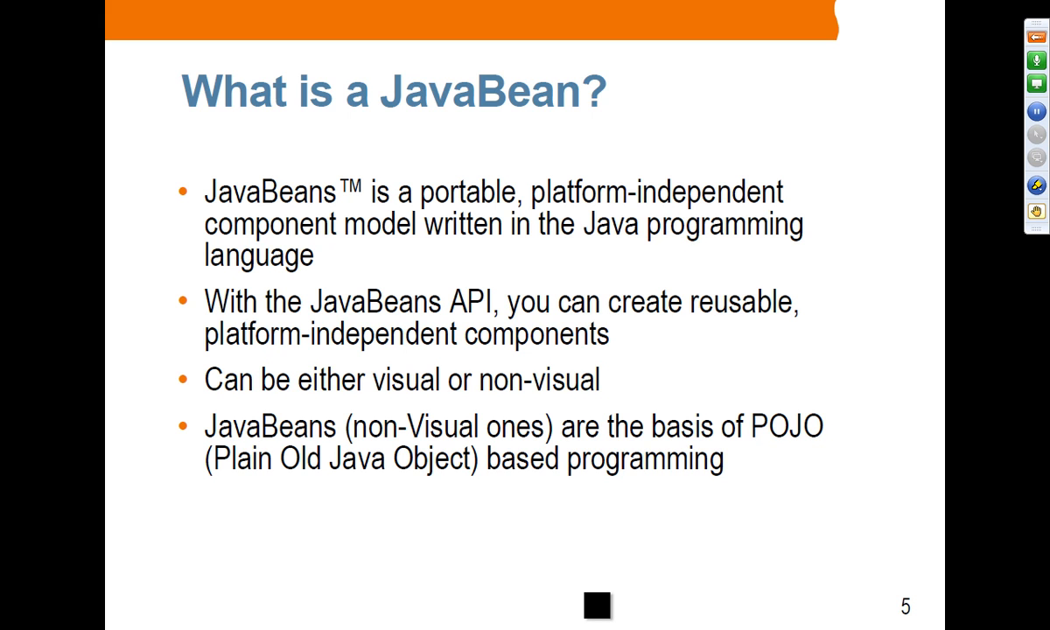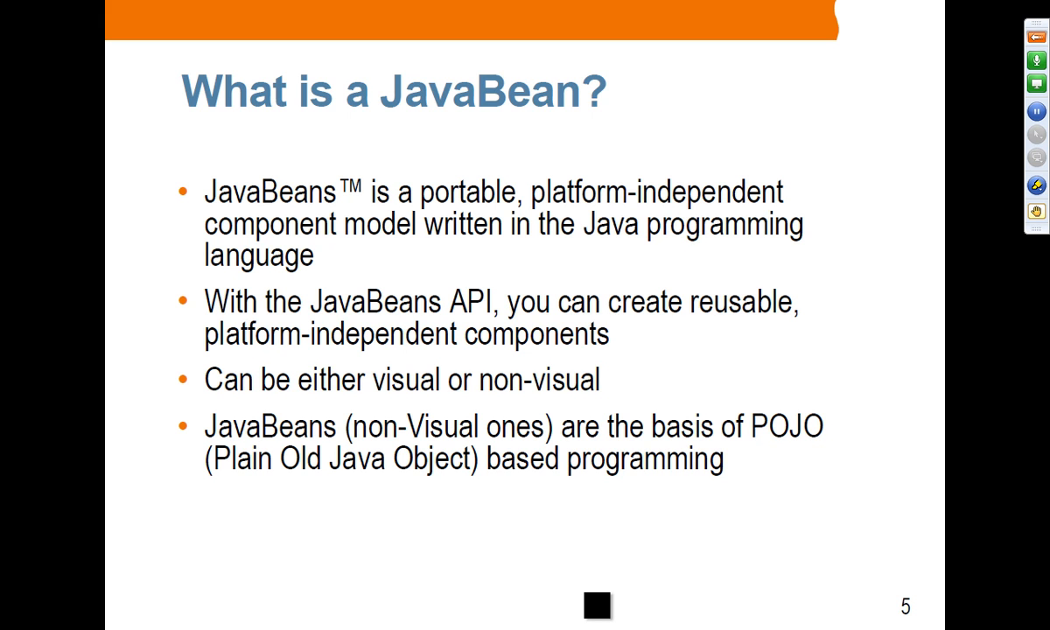With the JavaBeans API, you can create reusable platform-independent components. Again, this component could be visual or non-visual. In our exercise, we are going to deal with the visual JavaBeans component. JavaBeans, the non-visual ones, are the basis of what is called a POJO-based programming model.